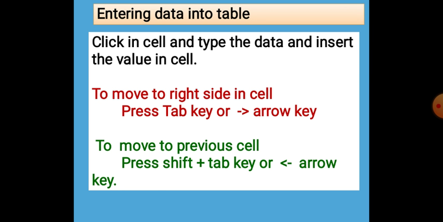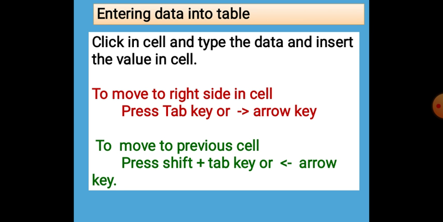Now children, when we are entering data into the table, it is also important to understand how can we switch between the rows and columns, or we switch between the cells. So for moving inside the table, we use arrow keys. Also we can use tab key. Children, when we use tab key it takes the cursor to the next cell. Okay, and if we want to go to the previous cell, we can use shift plus tab key. This is one method.